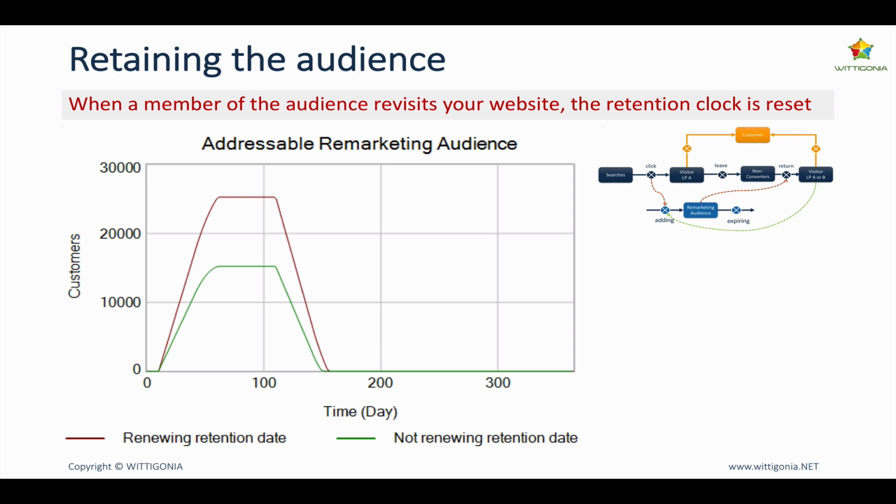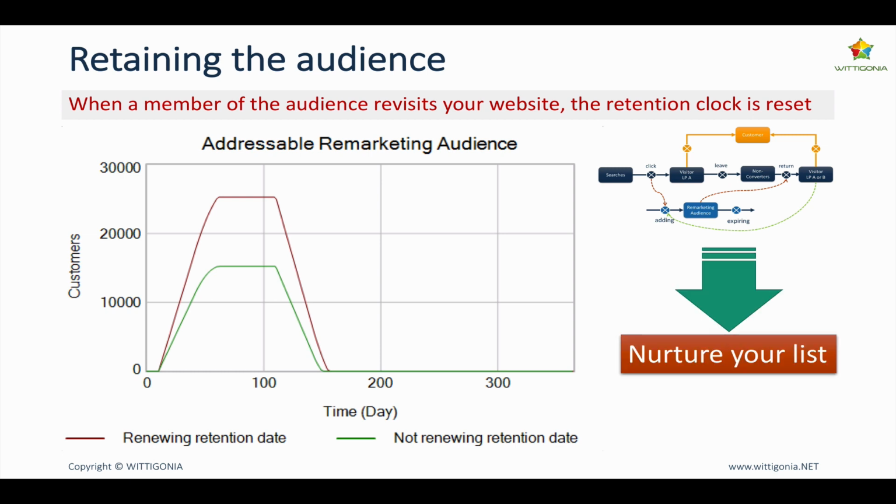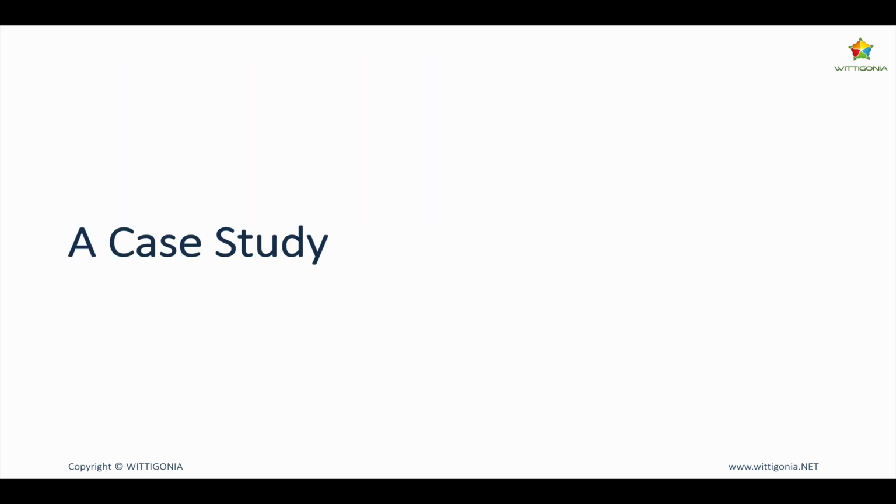So that means that we have to be mindful about how we nurture our list. That is a key tactic, and keep in mind that, for example, if you have an interesting list that you want to retain, you should always make sure that customers are revisiting your website. You could use, for example, a blog or other interesting content to make sure that customers are revisiting and the retention clock is continued there.